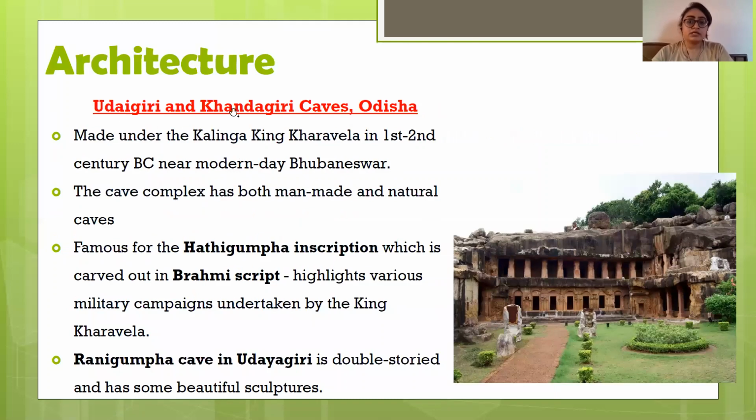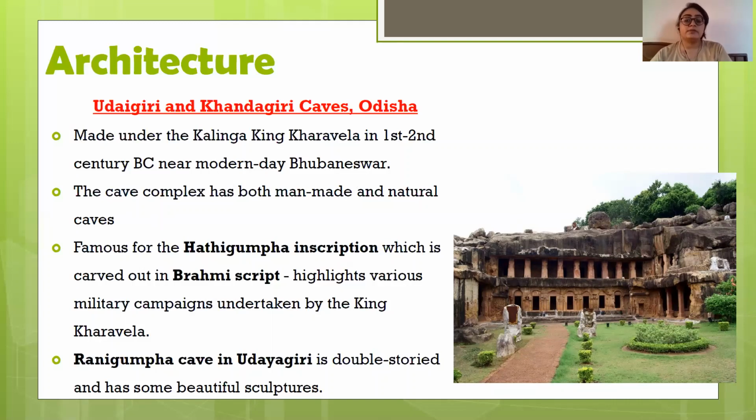Then we have the Udaygiri and Khandagiri caves of Odisha. These caves were made under King Kharavela in the 1st, 2nd century, and lie near the modern day Bhubaneswar in Odisha. The cave complex has both man-made and natural caves. Everything here is not man-made, everything here is not natural. So this has a mixed feature of man-made and natural caves. These caves are famous for the Hathi Gumpha inscription, which is also called Elephant Cave inscription.